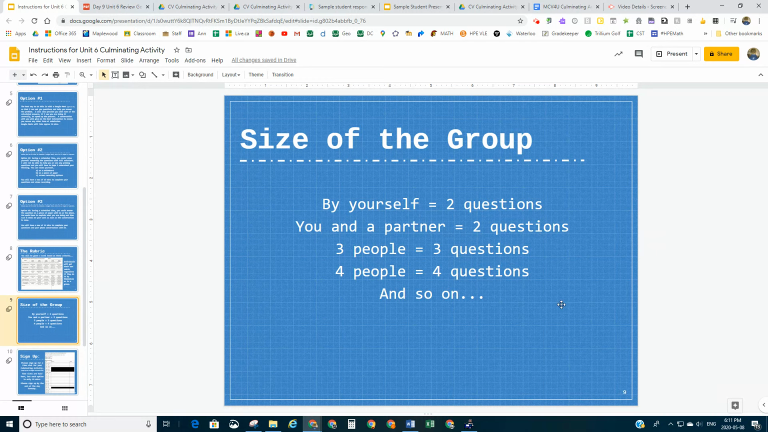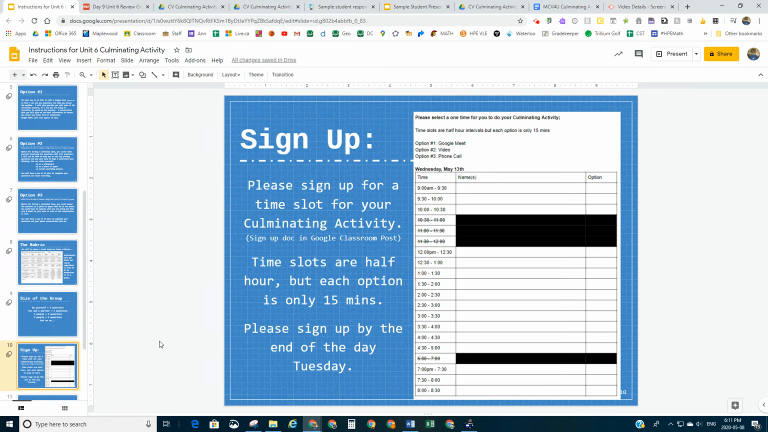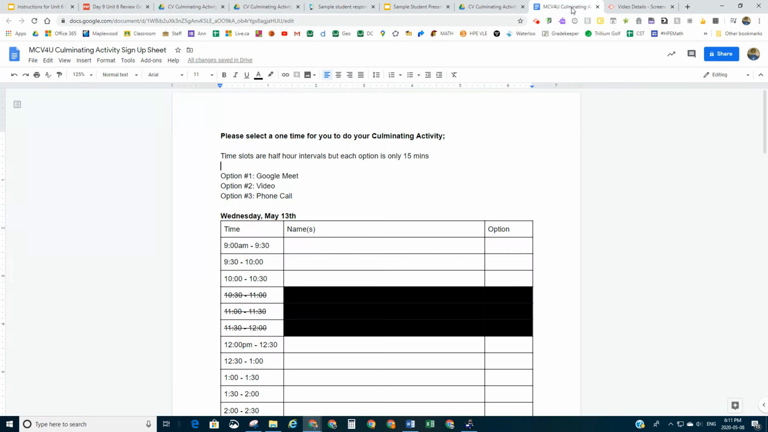Speaking of the size of the group, if you're going to do it by yourself, you're just going to do 2 questions, a calculation and a word problem. Even if you do it with a partner, you and a partner, 2 questions. But as you increase the number of people, you're going to increase the number of questions. The reason I'm going to do that is so that there's an opportunity for everybody in the group to contribute. So if there's a group of 4 or 5, you're going to be doing 4 or 5 questions to make sure that that's there.